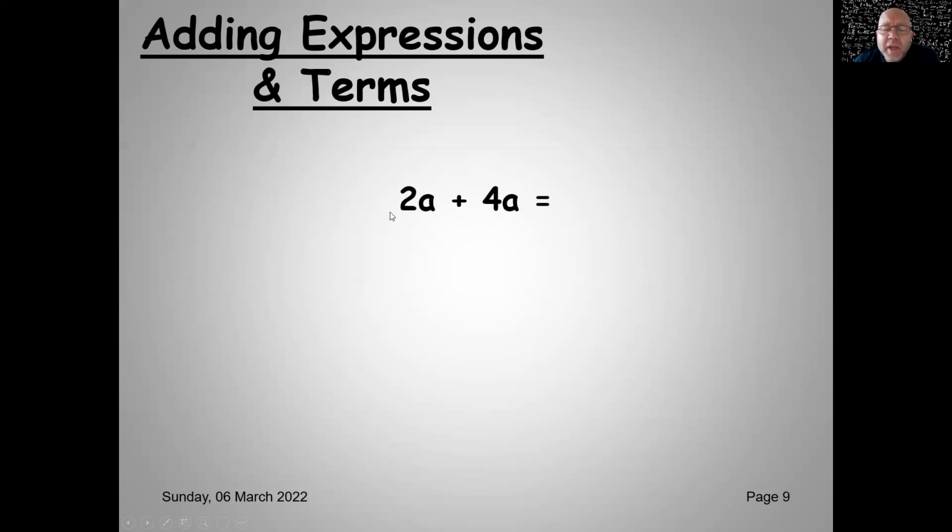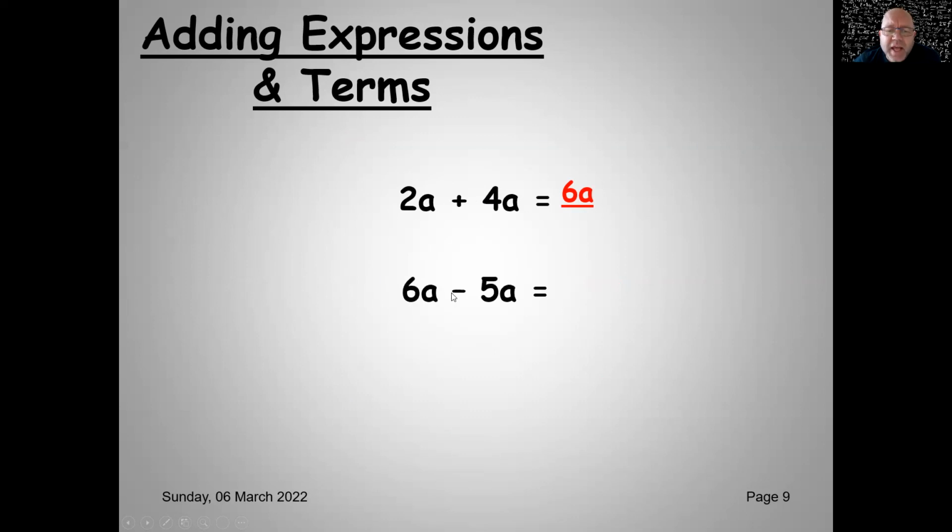And multiple times. And we can actually bring these together. We can abbreviate this. So 2a plus 4a is just the same as saying 6a. Now we can only do that because they're both a's. If this was 2a plus 4, we couldn't add them together. It's only because they're both a's.